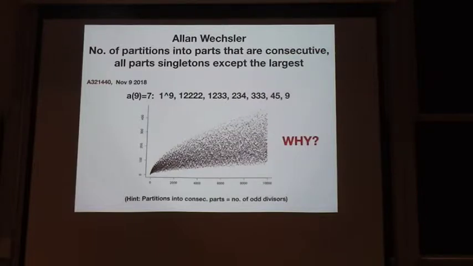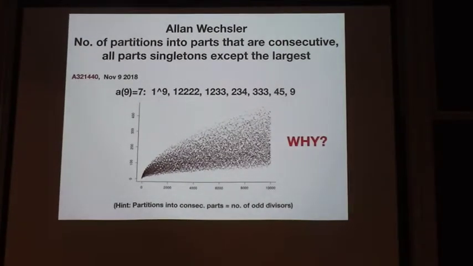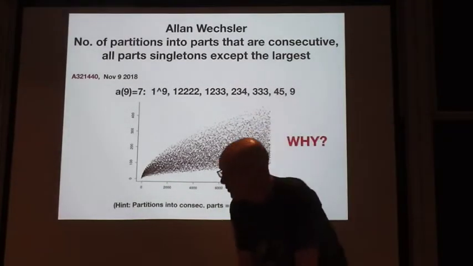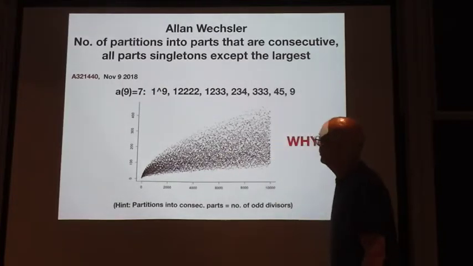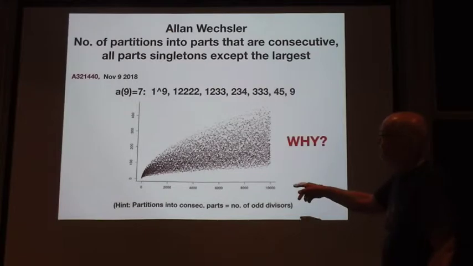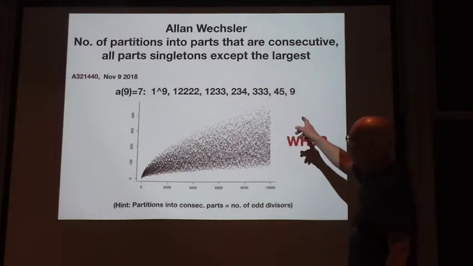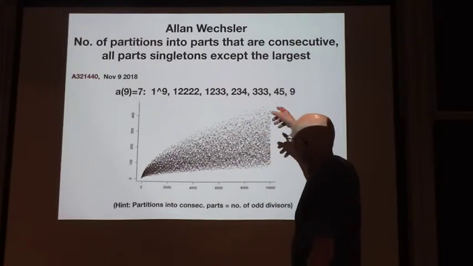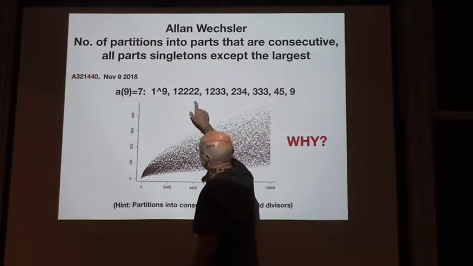There's a question, a sequence from Alan Wechsler. I was thinking that one of the grad students who has been looking at partitions might be interested in this. It's the following question. Take n, how many ways are there to partition it into parts that are consecutive, except that the last part can appear more than once?